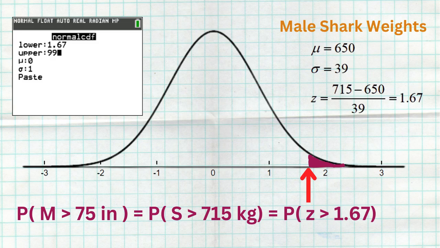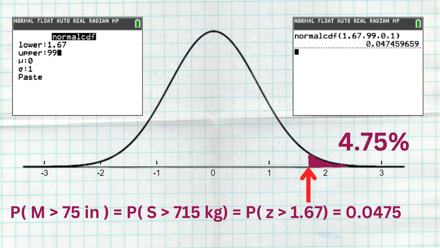So we want to find the area on the standard normal model starting at a lower value of 1.67 going to an upper value of 99, essentially infinity, and hit enter, and we get 4.75%. So 4.75% of men are taller than 75 inches, and 4.75% of male sharks weigh more than 715 kilograms, because on the standard normal model they both have the exact same z-score. Remember earlier, I guessed around 4 to 5%, and I was actually really close with that estimate.